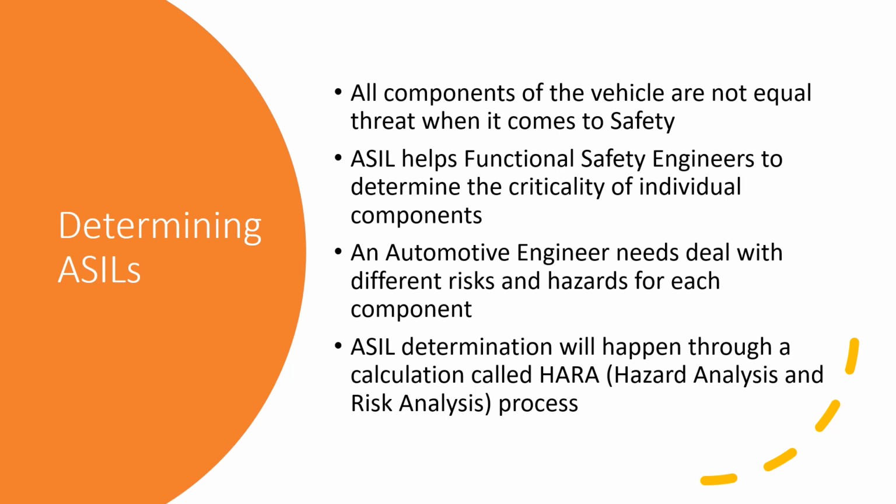So, determining ASIL levels. How do we determine ASIL levels? It is through the HARA, hazard analysis and risk analysis process. As you know, not all the components of the vehicle are involved in equal threat. A fault in a particular component may or may not lead to the failure of the entire system. So how much is the probability, how much is the severity, how much is the controllability? Based on all these aspects, we come up with an analysis called HARA, and based on that we will find out the ASIL levels.